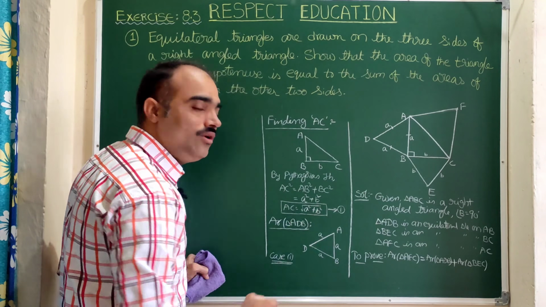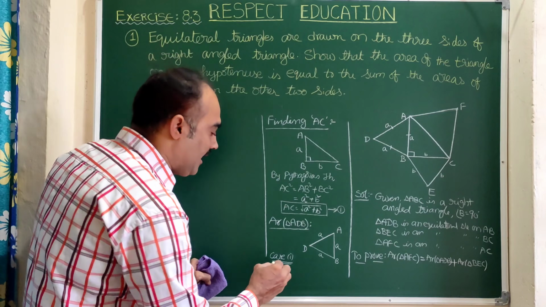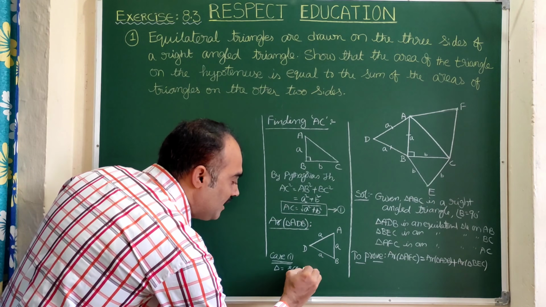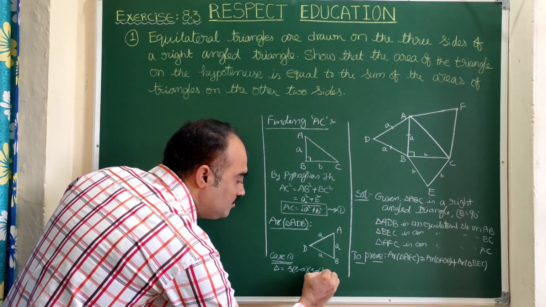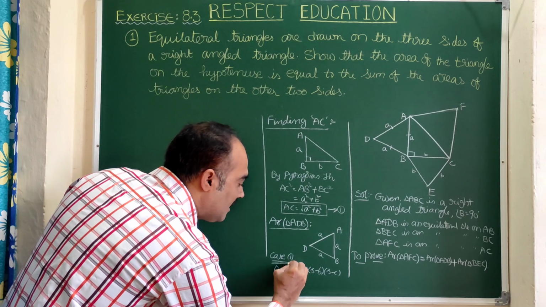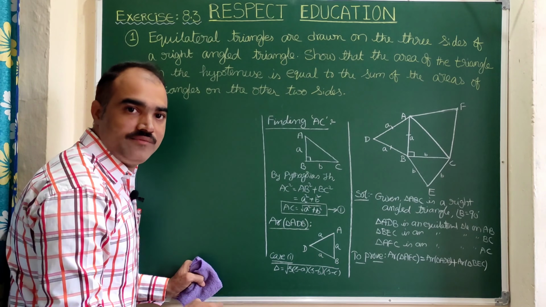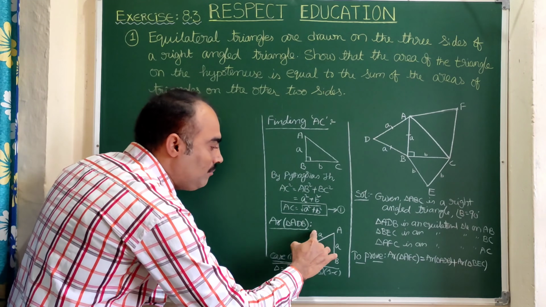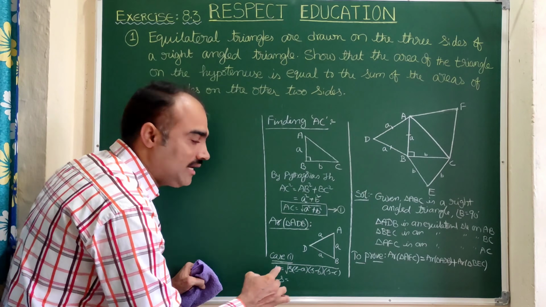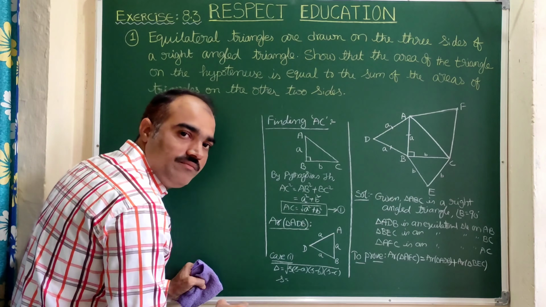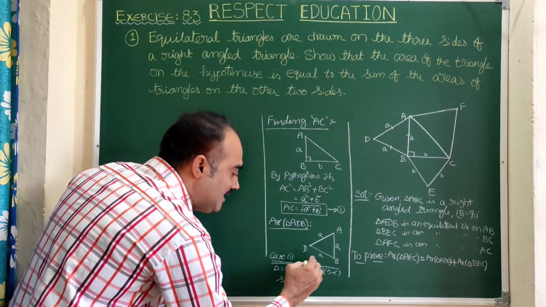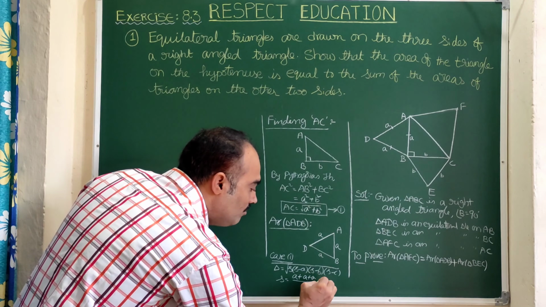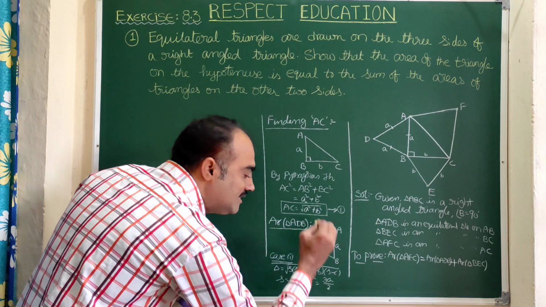When three sides are known, we can apply Heron's formula. Heron's formula says that area of triangle is equal to under root S into S minus A into S minus B into S minus C. Here S is the sum of all the three sides by 2. We can call it the semi-perimeter. Here it is A plus A plus A by 2, which means 3 times A by 2. This is S.